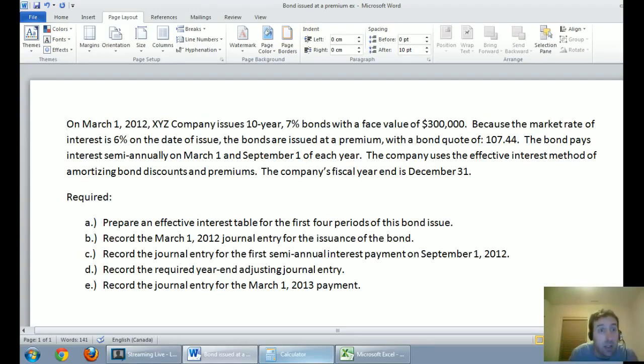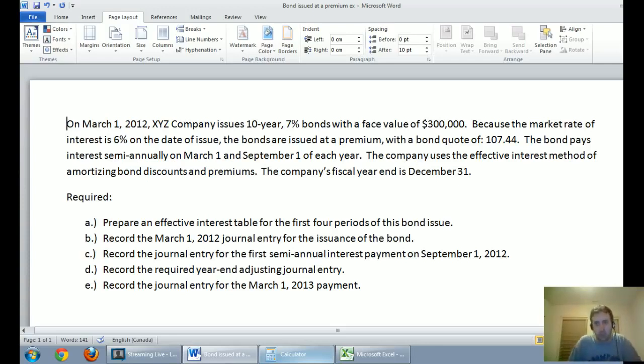Okay, so the question says, on March 1st, 2012, XYZ Company issues 10-year 7% bonds with a face value of $300,000. Because the market rate of interest is 6% on the date of issue, already I'm thinking to myself, we're issuing bonds and we're going to pay 7%. The market rate of interest is 6%. All of a sudden, our bonds are going to have some value in the market. People are going to want our bonds, and they're going to be willing to pay more than the face value. They're going to be willing to pay a premium for our bonds, and that's exactly what this sentence says.